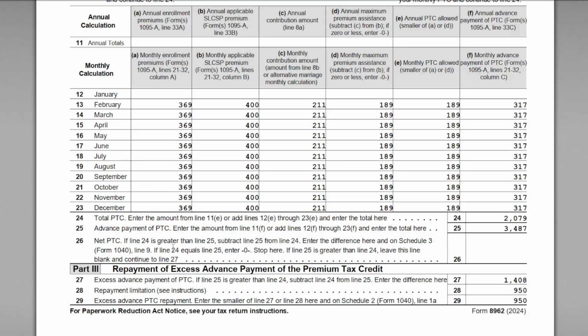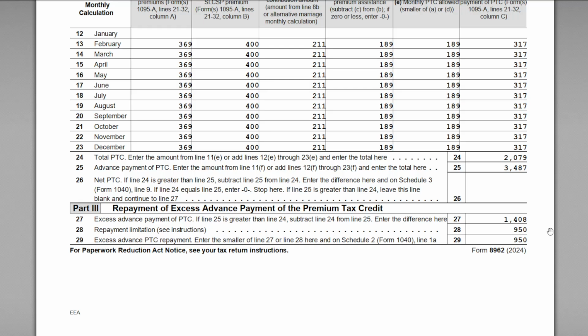The advance payment of the PTC is column F, so enter the amounts from line 11F if you're using the totals, or 12F through 23F. So we take the $317, we have 11 entries, and so the total advance payment that was paid to you is $3,487. All right. Now, once those figures are entered, we can complete line 26 if applicable. So this is the net premium tax credit.